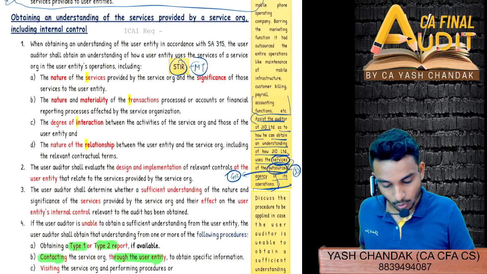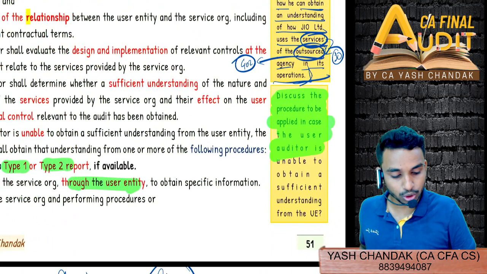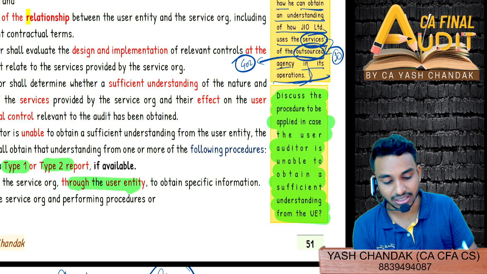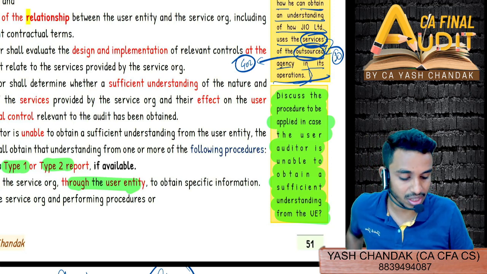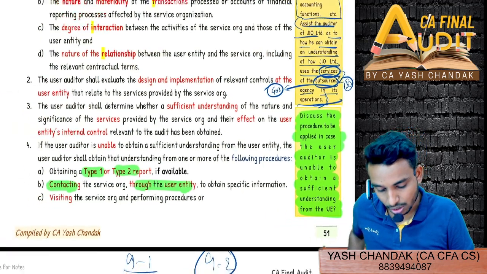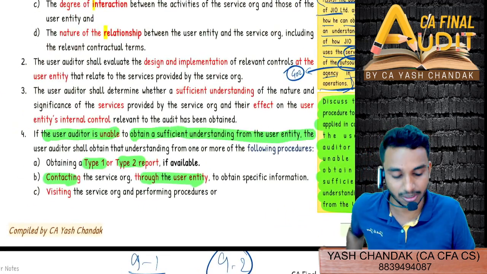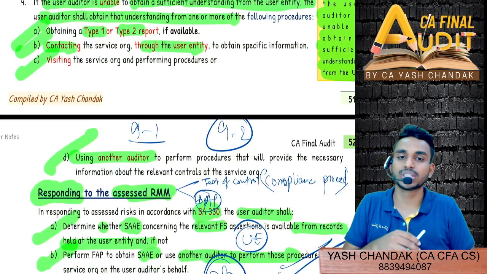And then wherever I found that a question can be made, I have made the question. See here, this is my question only, which I feel that if they want to make a new question, they can make like this. Discuss the procedure to be applied in case the user auditor is unable to obtain sufficient understanding from the user entity. So they have given, if the user auditor is unable to obtain sufficient understanding of the user entity, then you will follow these 4 points. They can ask you a question like this also.